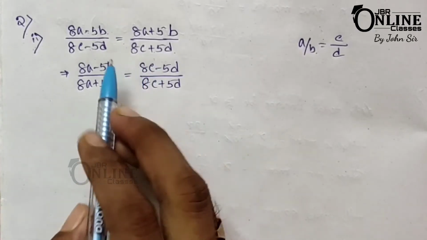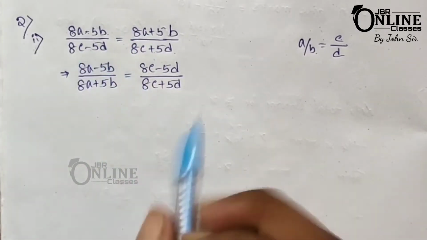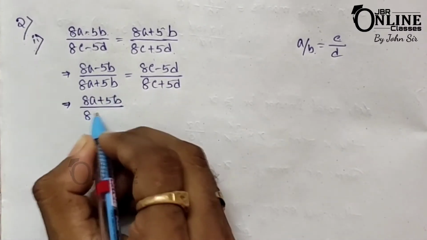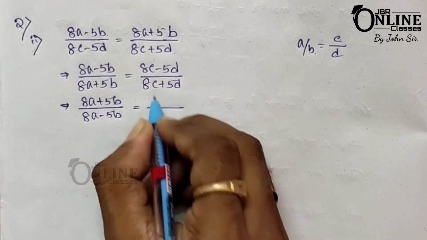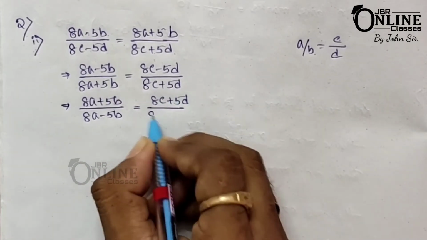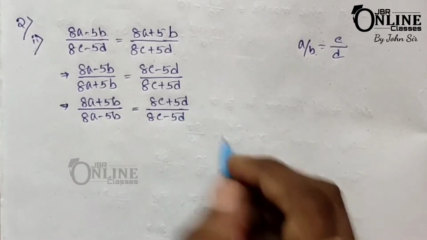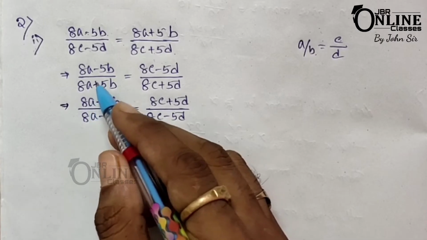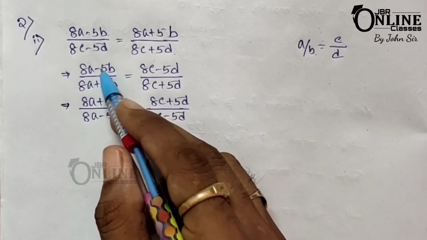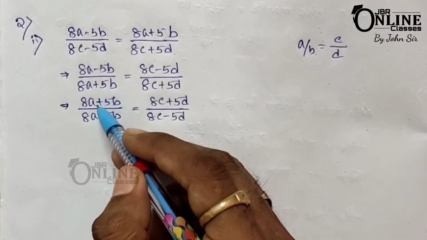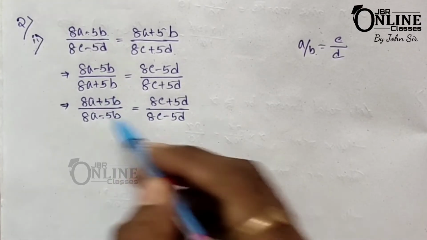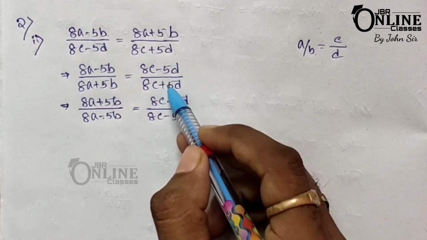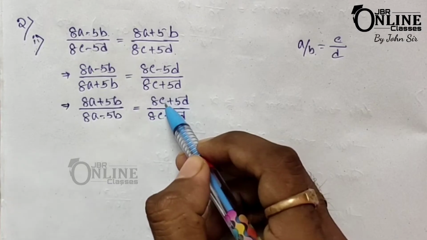Okay, so you can just change the position of these two terms. Now here you can write 8A plus 5B, then 8A minus 5B, and that equal to 8C plus 5D, and here 8C minus 5D. Okay, so here I just apply the alternendo formula. Okay, just inverse of this fraction. So in the left hand side this one is the numerator and this is the denominator, just inverse it. Same thing will be happening in the right hand side also. Here 8C minus 5D as numerator and this one denominator, just reverse it.